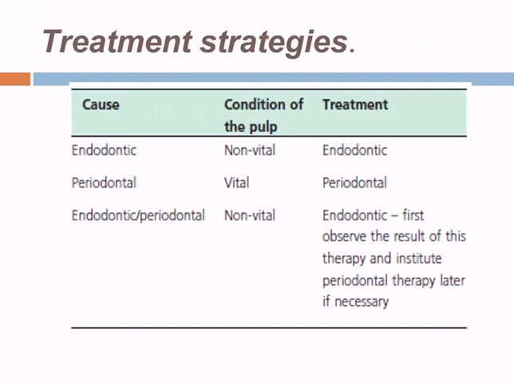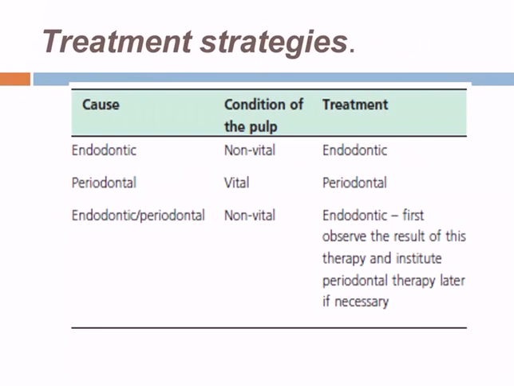So here in this table, it is shown: if there is an endodontic problem, the pulp is non-vital, go for the endodontic treatment. Periodontal problem, the cause is periodontal, pulp is vital, go for the periodontal treatment. Endodontic and periodontal, both the problems are there, pulp is non-vital, go for the endodontic first and then institute the periodontal therapy later. So first thing you have to check the vitality of the pulp.